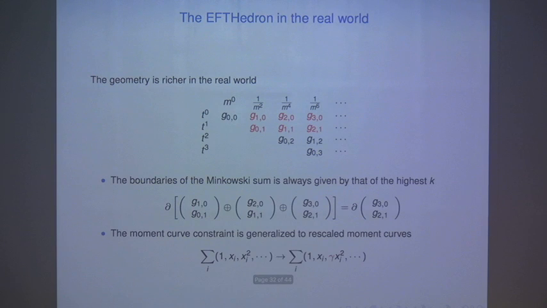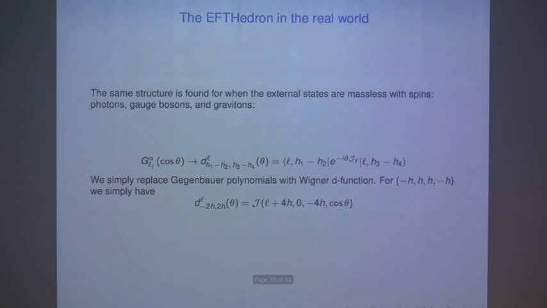And there's also a similar statement for the moment curve constraint. And the moment curve constraint now also becomes more interesting, because it becomes the Minkowski sum of different moment curves. And that means that the constraint corresponds to a generalization of moment curves, where the moment curve is deformed by a rescale parameter, where the rescale parameter now depends on the specific dimension that you're looking at.